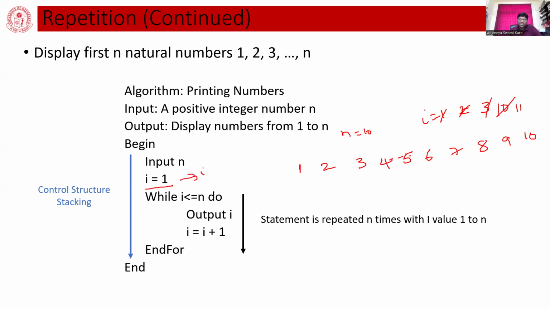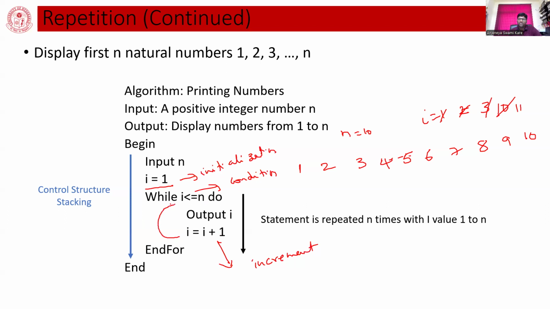This is called initialization. This is called condition. This is called increment. A repetitive statement will have 3 blocks: one is initialization, another is condition, another is incrementation. So you start with I value 1 and display I value, and then in every iteration you increment the I value. Eventually I value will reach n, which is 10, and once I value crosses 10, you will come out of the repetitive statement.